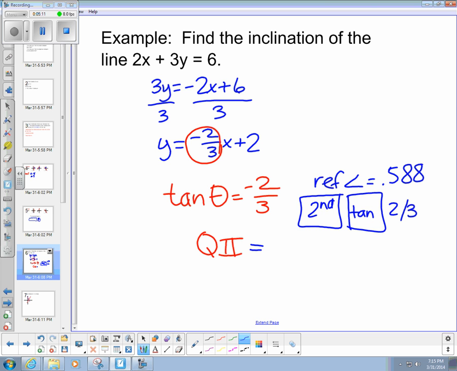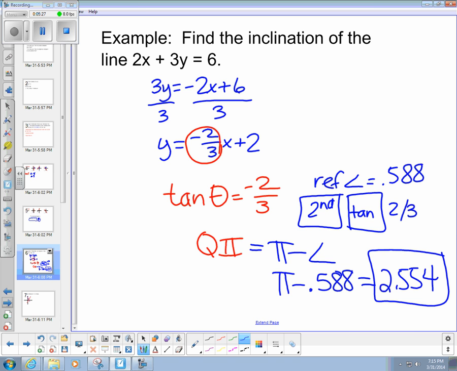But since it's negative, we have to use our reference angle formulas. And in quadrant 2, our reference angle formula is pi minus the angle. So pi minus 0.588 is approximately 2.554. Okay, be careful with rounding on this. It's best if you keep a lot of decimal places until you get to your final answer.